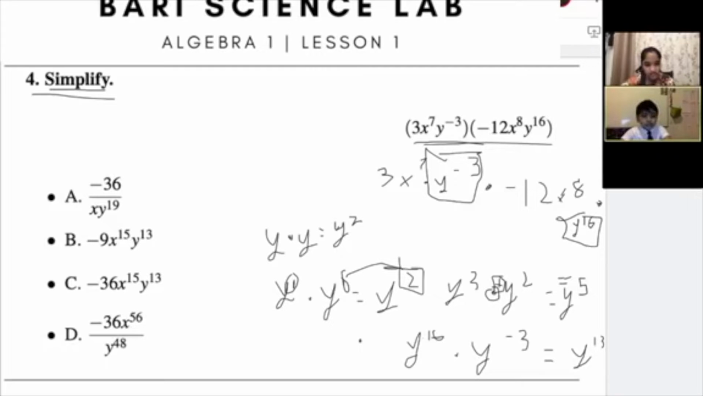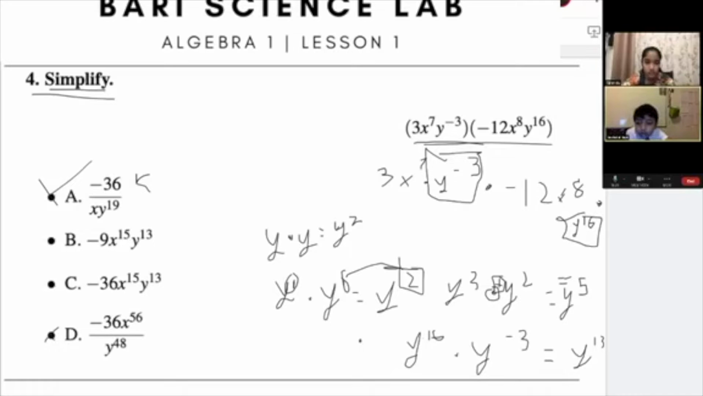Now let's move on to the x component. By the way, we can cross off some of the choices already. Do you see y raised to the 13 in choice A? No. And do you see it in choice D? One, two, three. Yes. So we can cross those off, right? Yes.